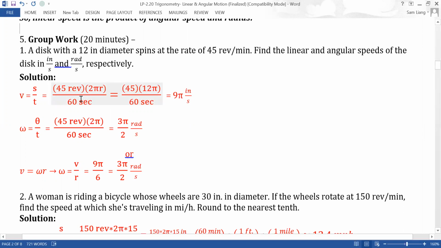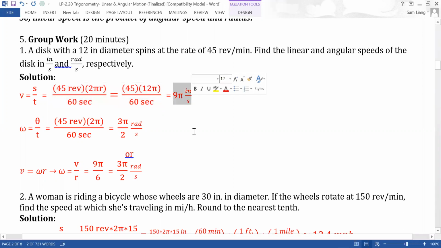Now I'm gonna change it to 60 seconds because the final answer should be written in seconds. So it's 45 revolutions times 2 pi r. r in this case would be 6 inches, because the diameter is 12. So it'd be 45 times 2 pi times 6, which is 12 pi. So 45 times 12 pi divided by 60 seconds. And you can simplify that. 12 over 60 is 1/5, and then 45 divided by 5 is 9. So we're going to end up with 9 pi. Don't forget the pi. So our first answer is 9 pi inches per second.